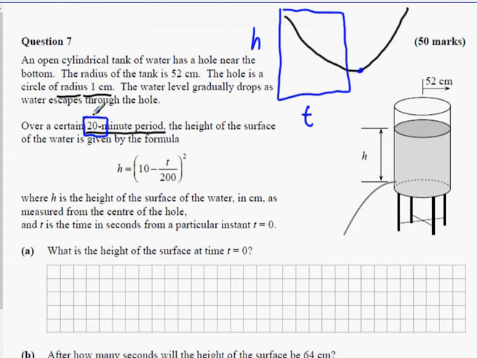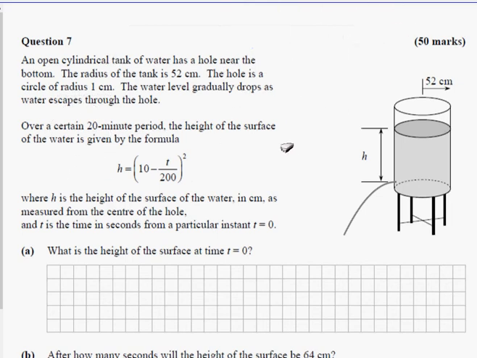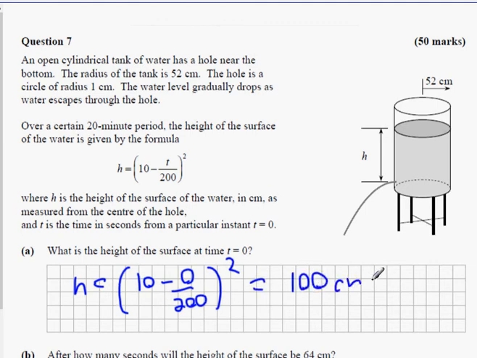Okay? Now, they always did this. They did this in part 9 as well. It's just, can you use a calculator? Is the first 2 questions usually. Okay? So what they're saying is, what's the height of the surface at t equals 0? Fine. I'll get this formula and I'll just replace in t equals 0. And what I'm going to get there is 100 centimeters. Thank you very much, I'll have that.